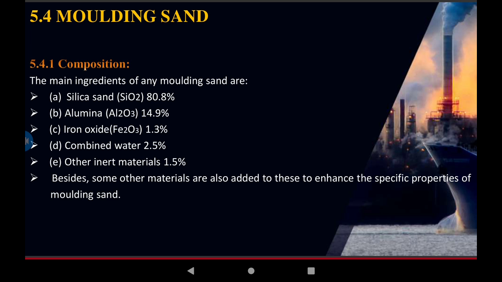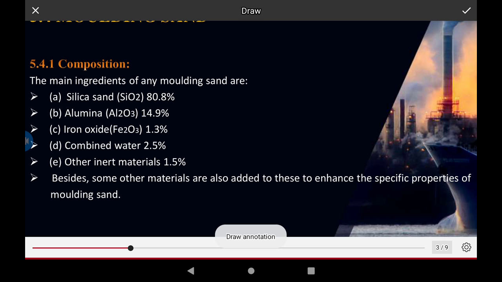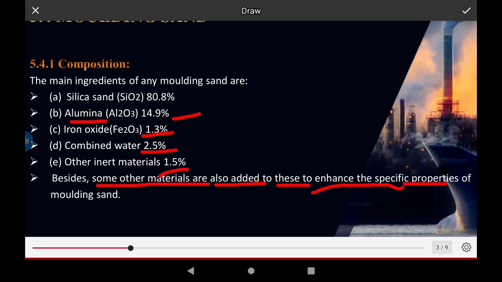Molding sand. Composition of the molding sand. The main ingredient of any molding sand is silica sand, SiO2, 80.8%, aluminum oxide Al2O3 14.9%, iron oxide Fe2O3 1.3%, combined water 2.5%, other impurities 1.5%. Besides, some other materials are also added to enhance the specific properties of molding sand.